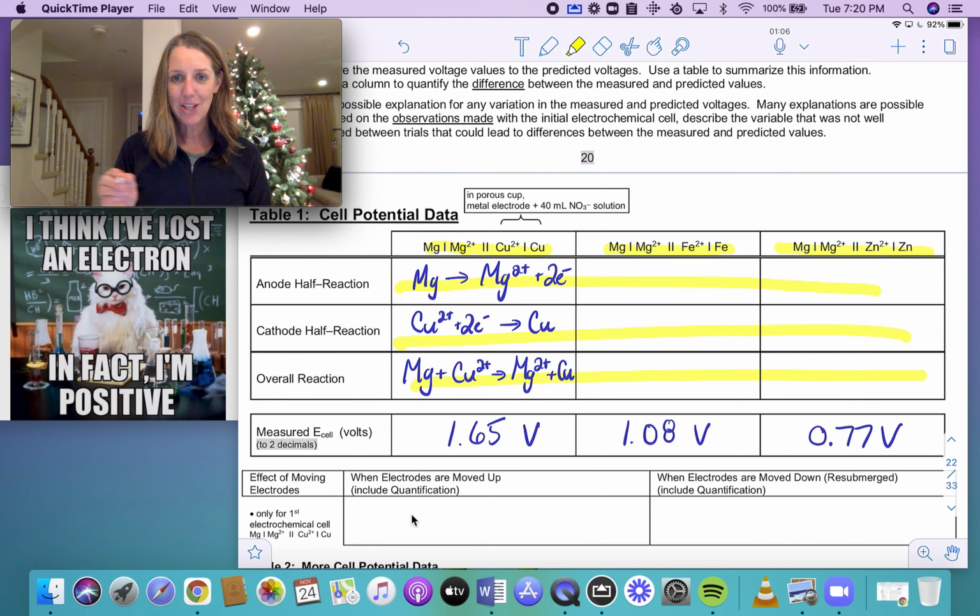Okay? Does this tell you a little something here? You're comparing magnesium to copper, then you're comparing magnesium and iron, and then you're comparing magnesium and zinc. Based on these values, copper, iron, and zinc, 1.65, 1.08, 0.77, which one has the greatest reduction potential? Copper, iron, or zinc? You're comparing them all to magnesium. What do you think? Copper. Okay. What would we have done?